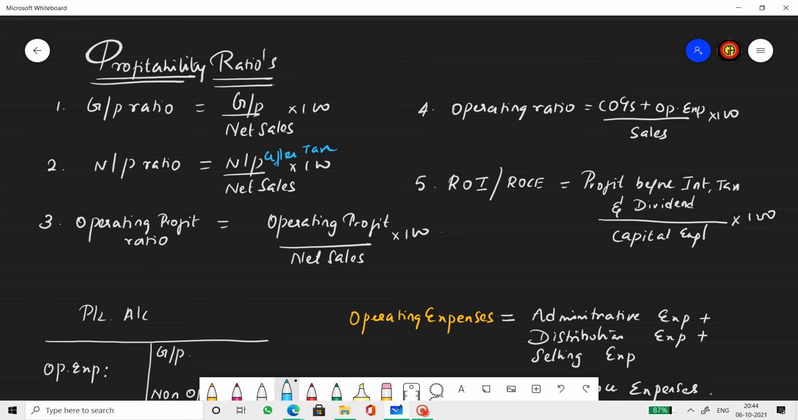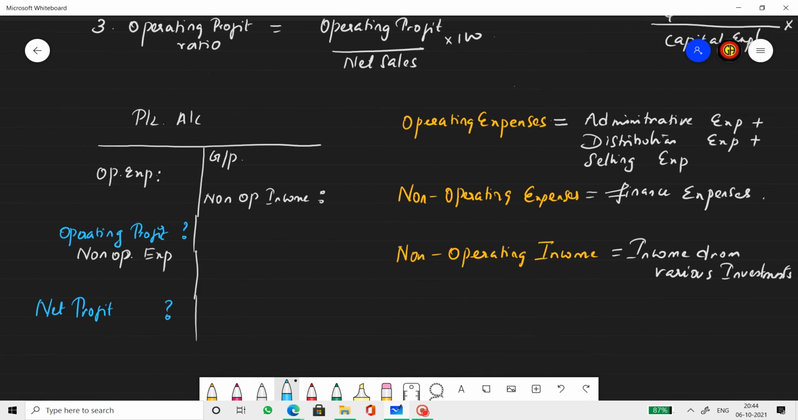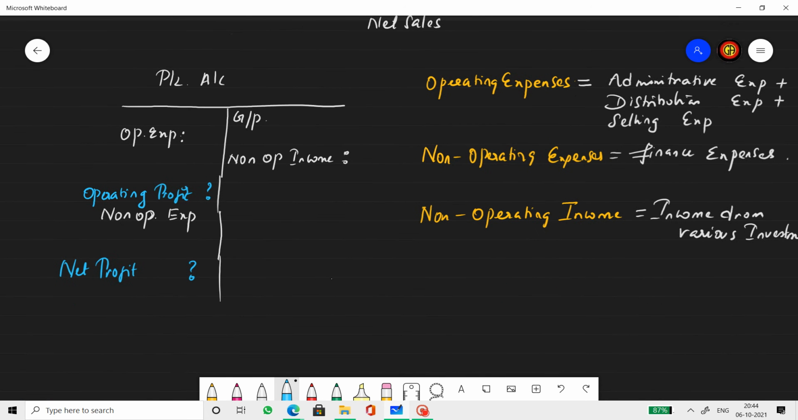Now, it's very easy to identify gross profit and net profit. So that is something that we can directly observe from the question. But when it comes to operating profit and operating expenses, it will always be a tough job. So here, I've given a small format for profit and loss account wherein I have not listed out all the items. I've only given the sub-headings here.